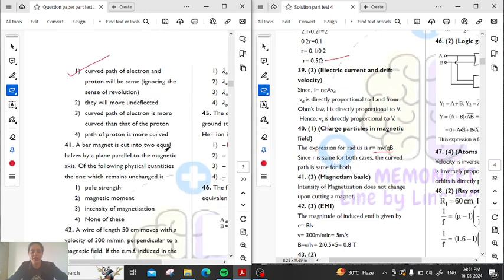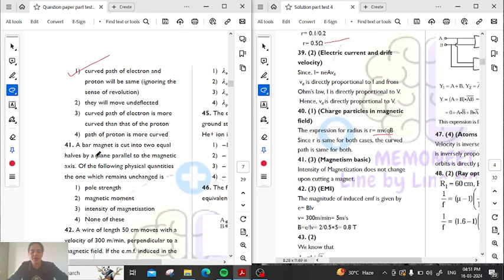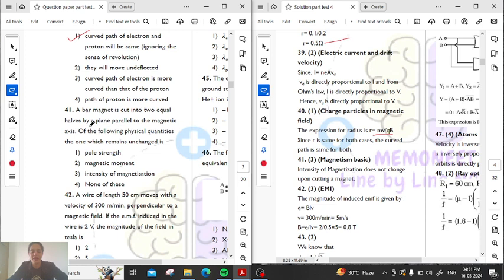Simple. Next question, 41st. A bar magnet is cut into 2 equal halves by a plane parallel to the magnetic axis. One of the following physical quantities, the one which remains unchanged. So in that particular case, this is intensity of magnetization do not change upon cutting. If we are cutting the magnet, it doesn't mean it will become less magnetized. उसका magnetic effect कम हो जाएगा उसके अंदर, magnet वो अब अच्छा magnet नहीं रहेगा, कम हो जाएगी magnetism, ऐसा तो नहीं है ना. तो इस केस में क्या रहेगा, intensity of magnetism it will always remain same.